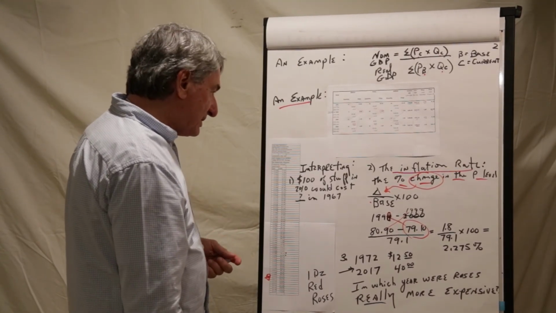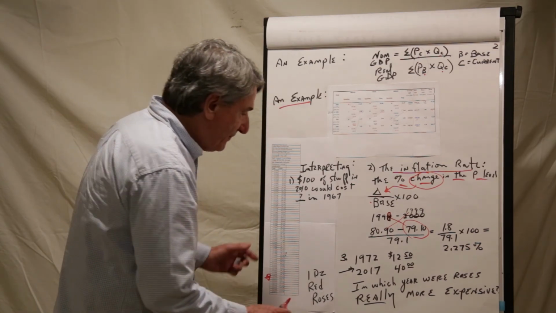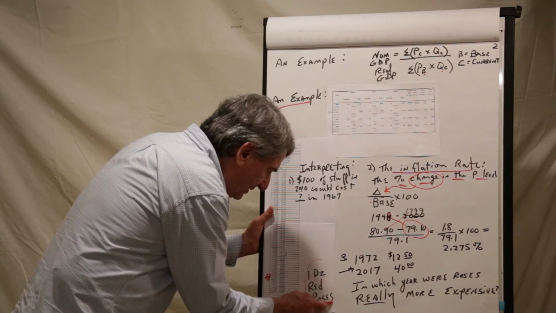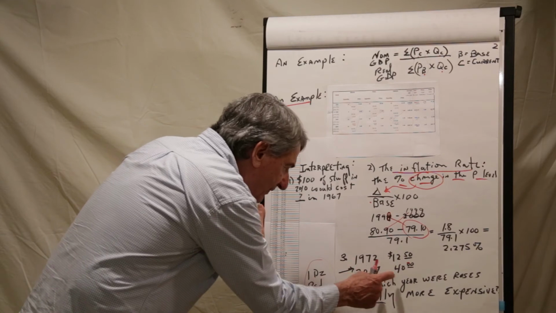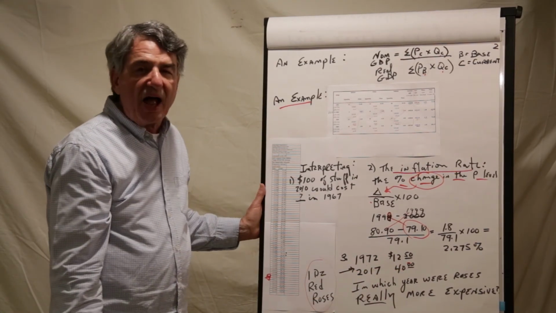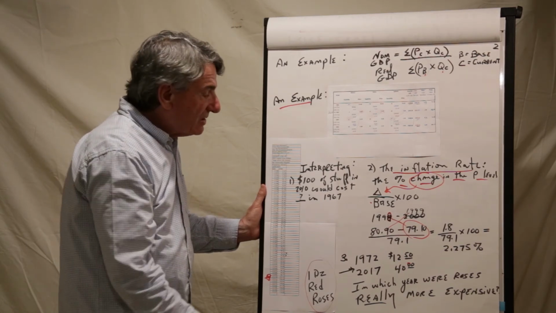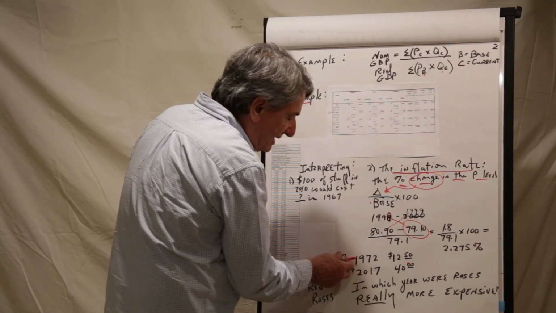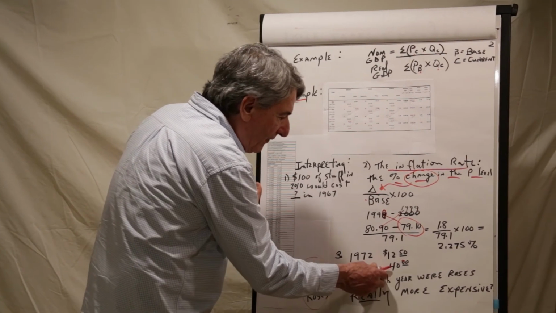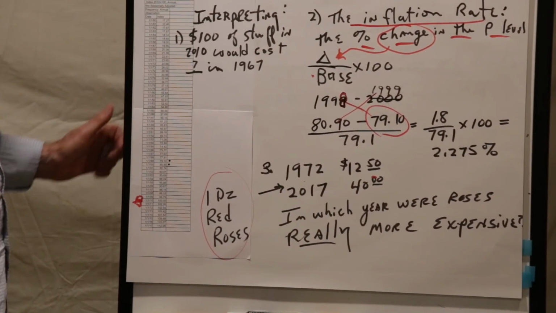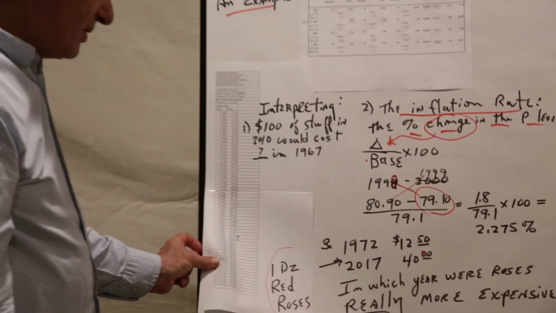You can also use this to figure out the real cost of things. So for instance, in 1972, 1 dozen red roses cost $12.50. By the year 2017, those same roses cost $40. But prices changed. So the question is, is the real cost of roses in 1972, expressed in those dollars, higher or lower than $40 was in 2017? So, in which year were roses really more expensive?